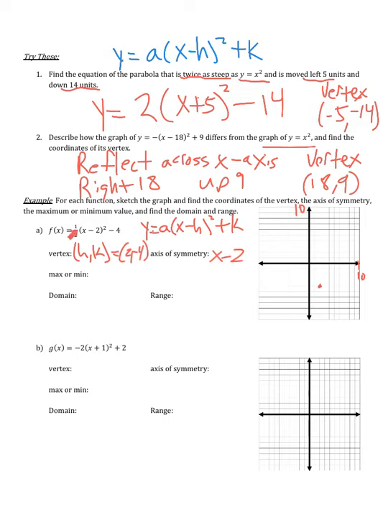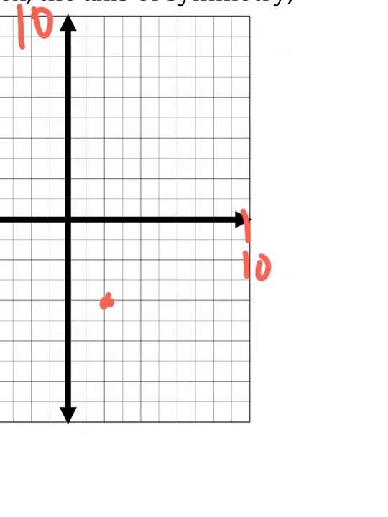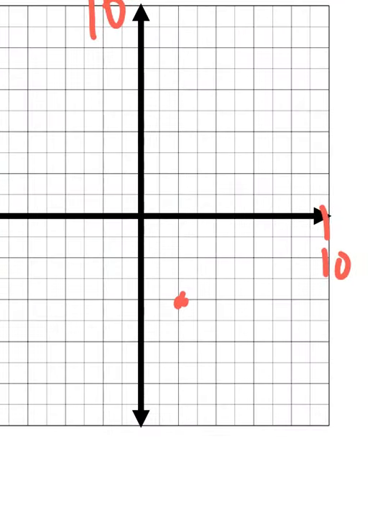Notice the a value is 1/2, so it's going to open up. Okay, it's going to open up, but it's going to be half as steep. Normally, we'd go right 1, up 1, because 1 squared is 1. So from the vertex, we go right 1 and up 1. But we're going to go right 1, up 1/2.